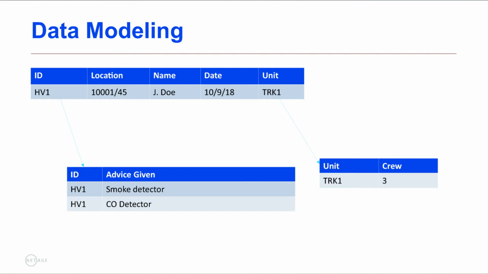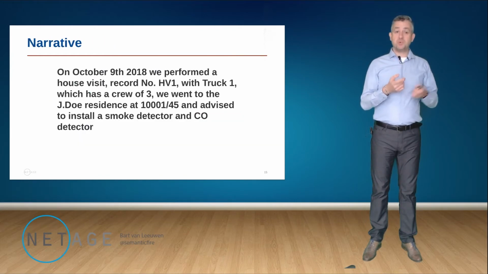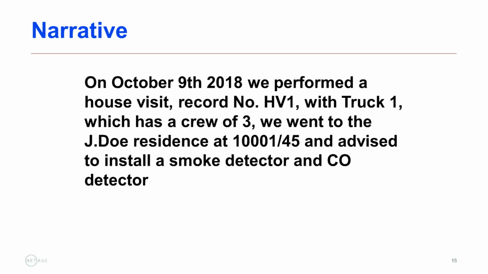If you want to share this information with people, just throwing them a set of Excel sheets with this information in there, it's very unlikely they will fully understand it, because they have to make the connections between what everything means, and you have to hope they understand it. But what if you create a narrative out of this? Because what you actually did is, on October 9th, 2018, we performed a house visit, record number HV1, with truck 1, which has a crew of 3. We went to the John Doe residence at 10,145 and advised to install a smoke detector and a CO detector.